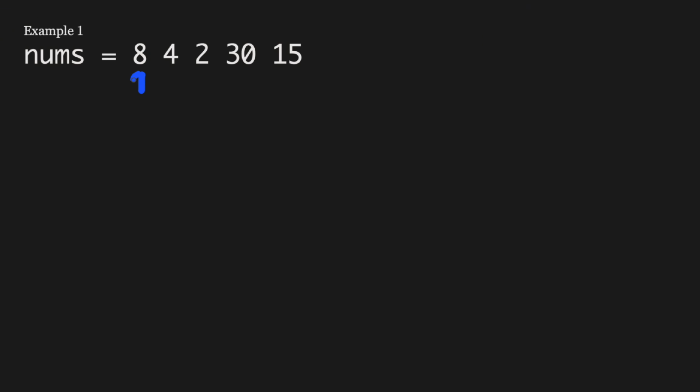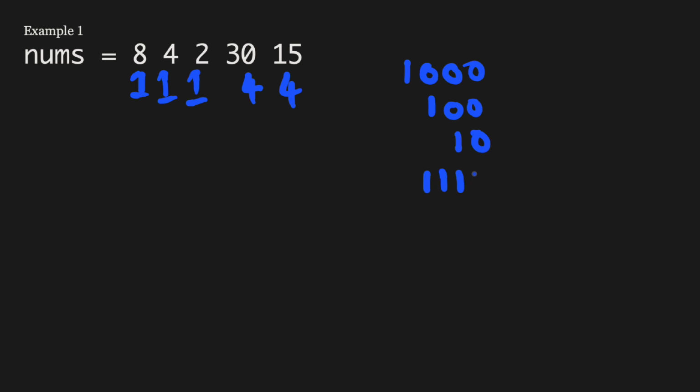The number of set bits in 8, 4 and 2 is 1 because the binary representation of 8 is 1000, the binary representation of 4 is 100 and the binary representation of 2 is 10. And the number of set bits in 30 and 15 is 4 because the binary representation of 30 is 11110 and the binary representation of 15 is 1111.